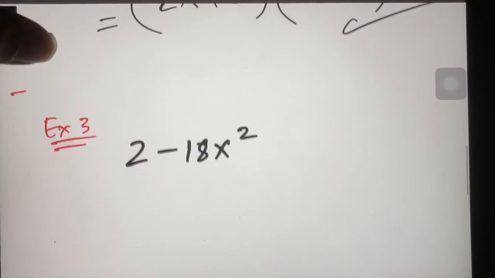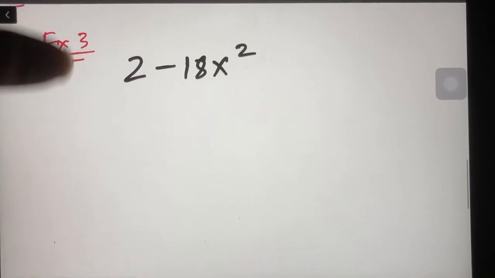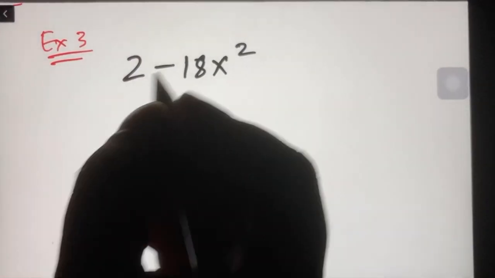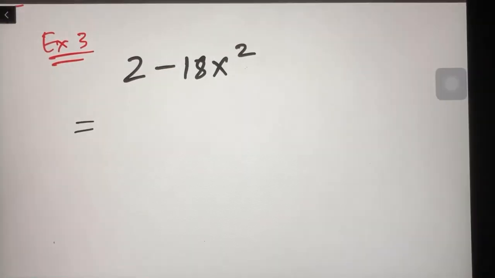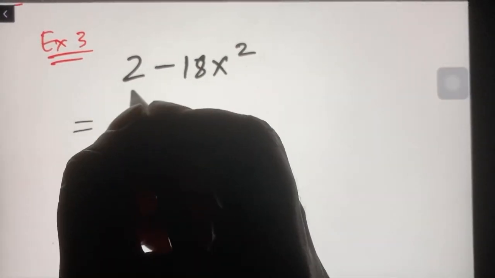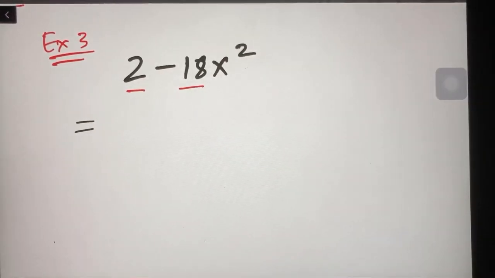Example number 3 is 2 minus 18x squared. As I said, the first question you should always ask is, can I factor anything out? So let's take a look. I have 2 and 18. What's the biggest number that goes into both 2 and 18? It's 2. Yes, it's 2.